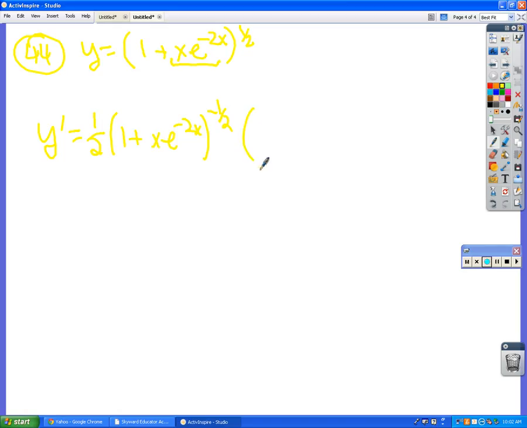Right, the derivative of 1 is 0, so nobody cares about that, but the derivative of x times e to the negative 2x, since the x comes up twice, we have to use the product rule for that, okay? So first one times the derivative of the second one. What's the derivative of e to the negative 2x? Negative 2 e to the negative 2x. Everything stays the same. Oh, that's right. Yeah, e to the x is its own derivative.